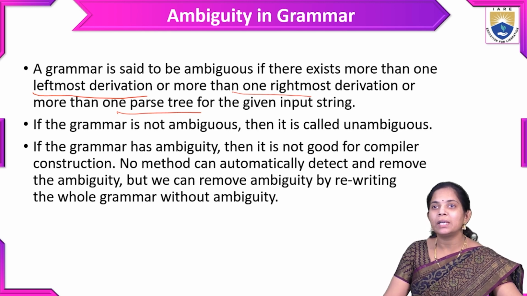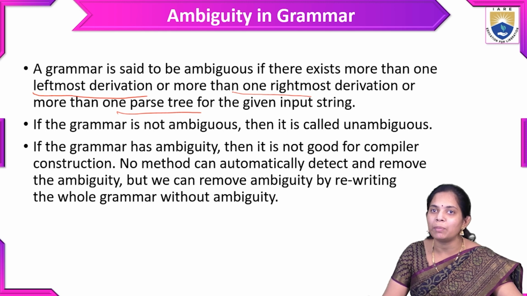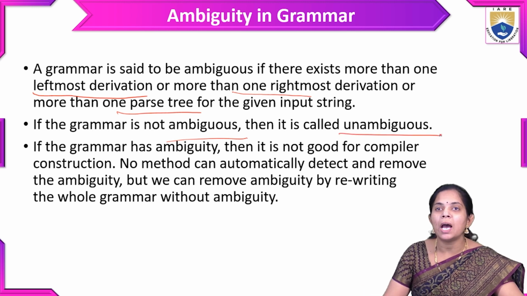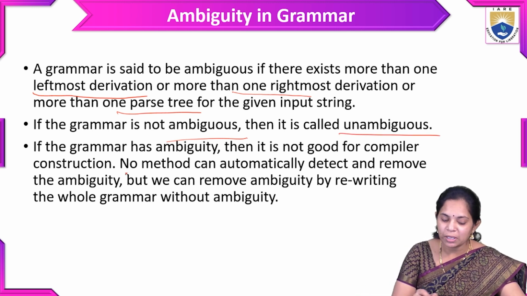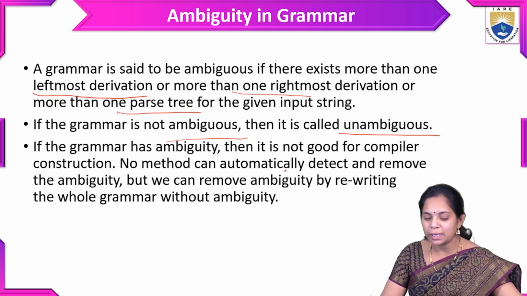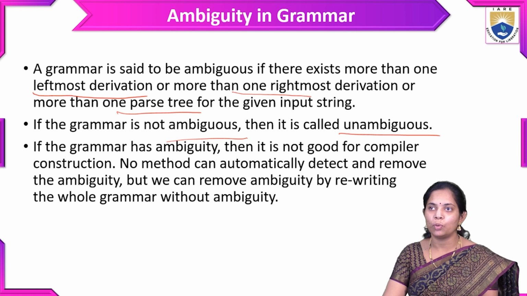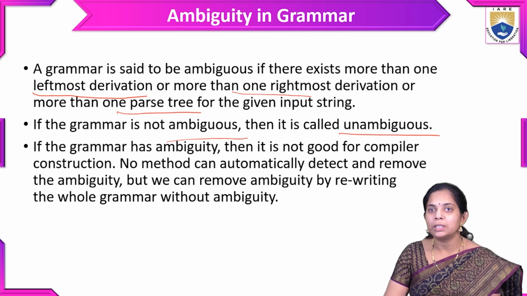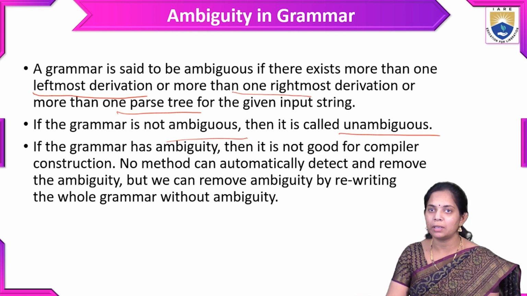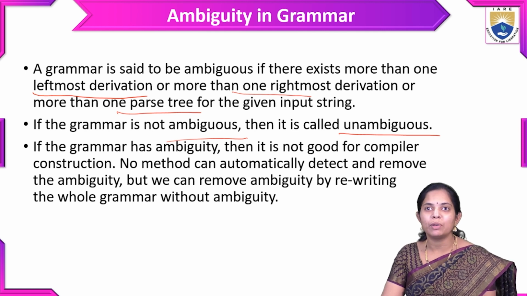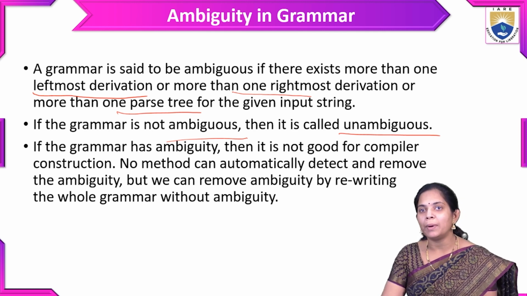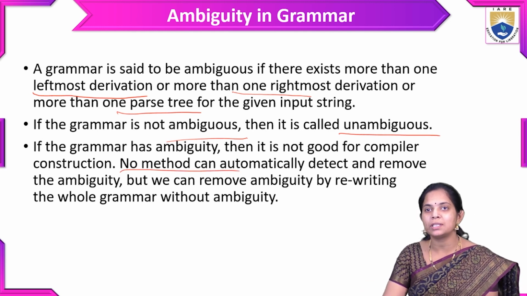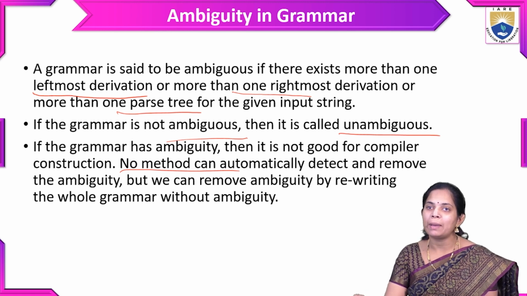If the grammar is not ambiguous, then it is called unambiguous. And if the grammar has ambiguity, then it is not good for compiler design. If we want to design a compiler with this context-free grammar, there should not be any ambiguity in that grammar. So we have to check whether there is ambiguity in the grammar or not to design the compiler. And no method can automatically detect and remove the ambiguity.